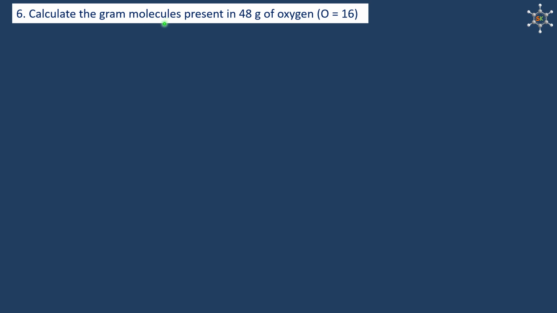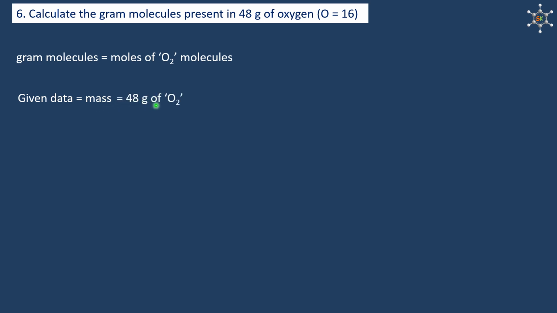Calculate the gram molecules present in 48 gram of oxygen. Atomic weight of oxygen is 16. Gram molecules means number of moles of oxygen molecules. We know that oxygen exists in diatomic state, that is O2. Given data is mass, and that is equal to 48 gram of oxygen molecule.